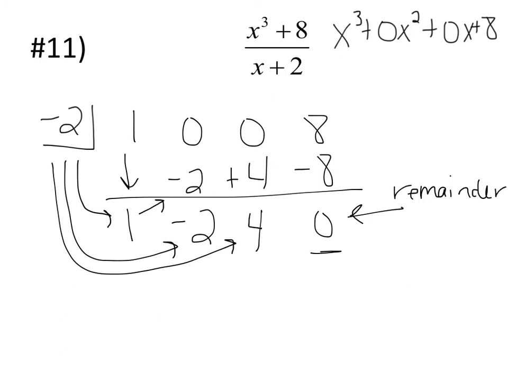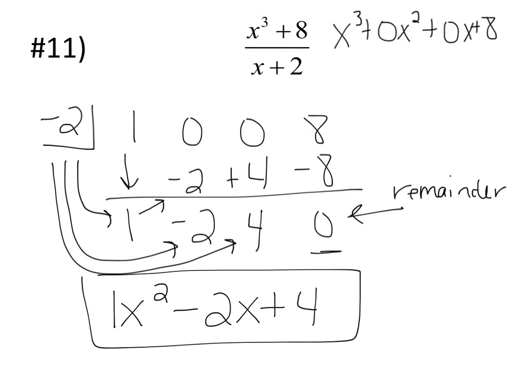So we have no remainder this time. We started with x cubed, which means we start my answer with x squared. So it's 1x squared minus 2x plus 4. And that's your final answer.